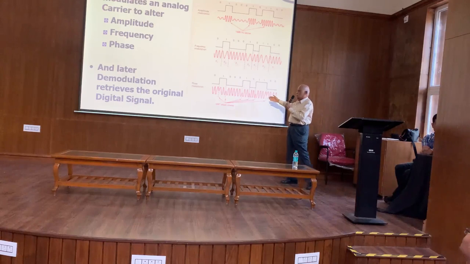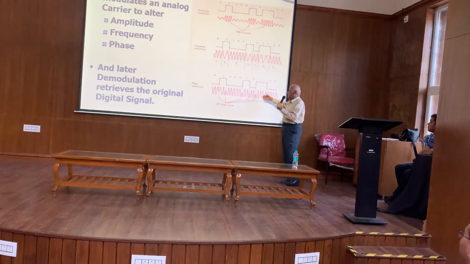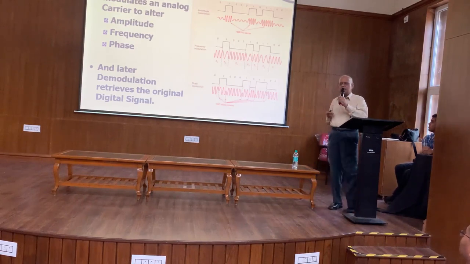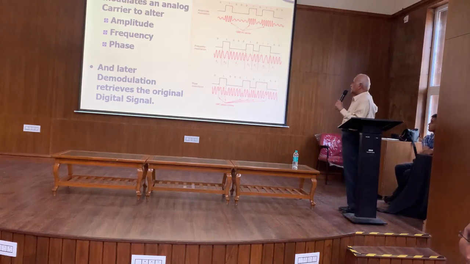Of course, here also there are subdivisions like BPSK, biphase variation, QPSK, quarter phase variation, like that. Here it is, biphase variation is what is shown here. Sometimes it is quarter phase variation, meaning 90 degrees. Every 90 degrees there will be a shift.